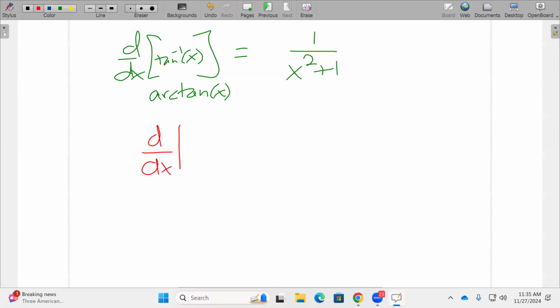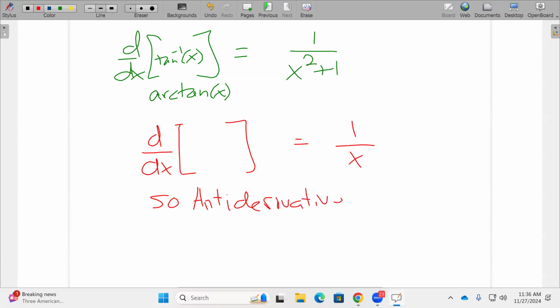Okay, here's another one. Derivative of what function is 1 over x? ln of x. Natural log of x, yeah. So the antiderivative of 1 over x is natural log of x.